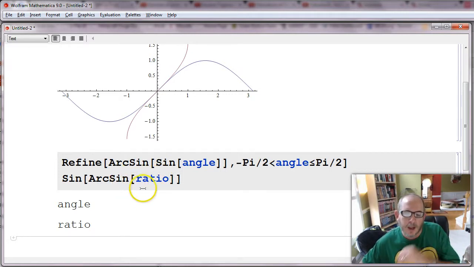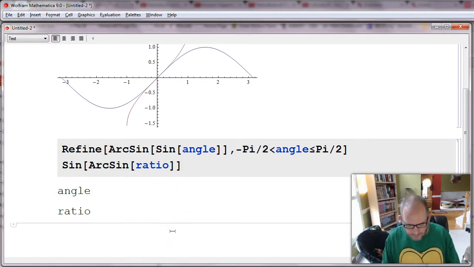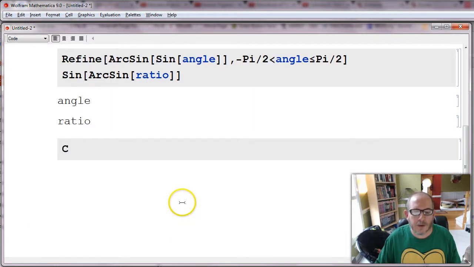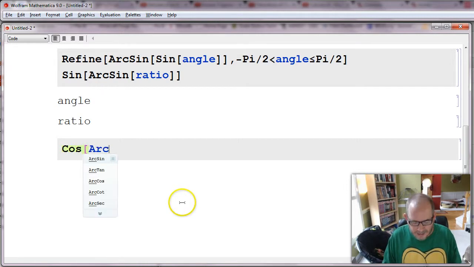Because arcsine, you apply it to a ratio, back comes some angle, and then you could take some other trig function of that angle. Would we know anything about it? For instance, let's say we take the cosine, we'll go back to this. Let me scroll up a little bit. Let's say we take the cosine of the sine inverse of some ratio.